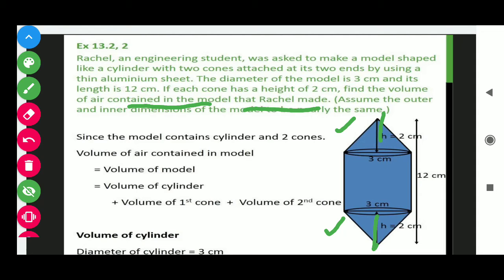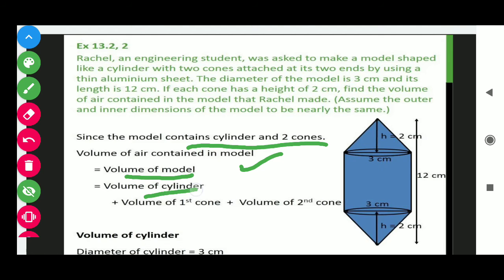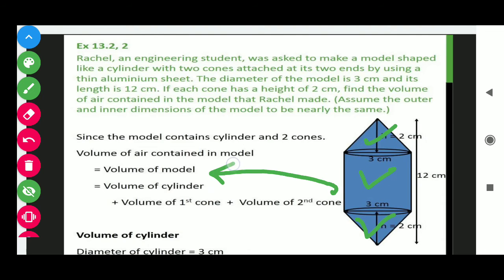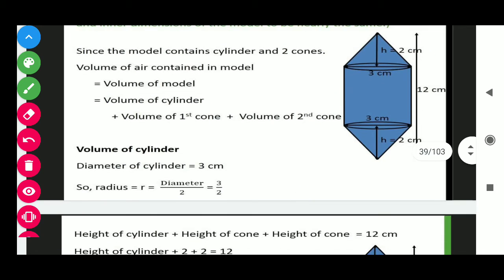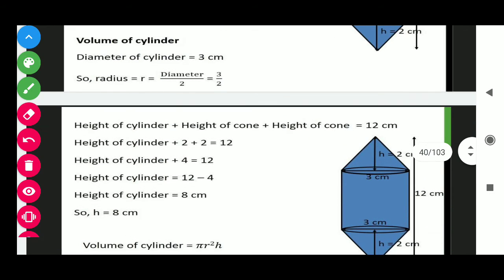In this question, we have to find the total air contained. That is, we need to calculate the volume. Since the model contains a cylinder and two cones, the volume of air contained in the model is equal to the volume of the cylinder plus the volume of the first cone and the volume of the second cone. Students, observe from the diagram, here we have the two cones. If we add the volume of the two cones plus the volume of the cylinder, that must be equal to the volume of the model. So the volume of the cylinder formula is pi r square h.